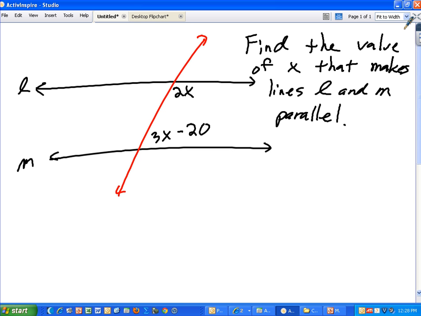Okay, consecutive interior. Why are those consecutive interiors? Okay, they're on the same side of the red transversal, and they're inside the two lines, so they're on the interior, right? So consecutive interior. Okay, now see if you can get your little list out real quick. Get out those lists of theorems and postulates and definitions, and I want you to find the reason that we might exploit here.